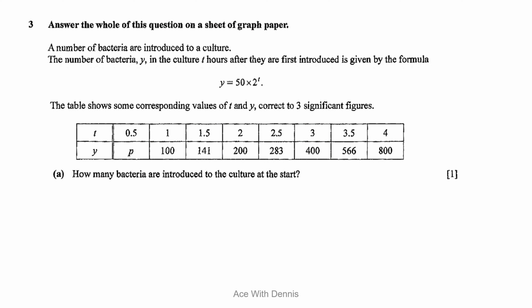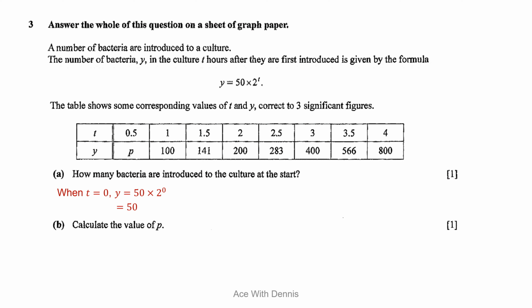1 mark. Alright, so when it is at the start, it means that the T equals to 0. So we substitute T equals to 0 into the equation. We get Y equals 50 times 2 to the power 0. Since 2 to the power 0 is 1, so the answer is 50.